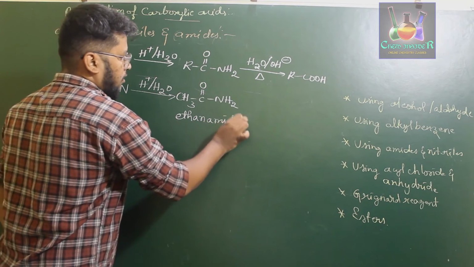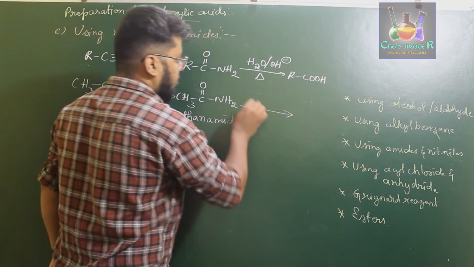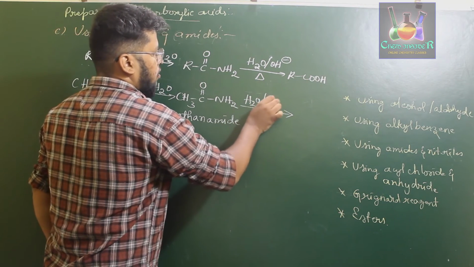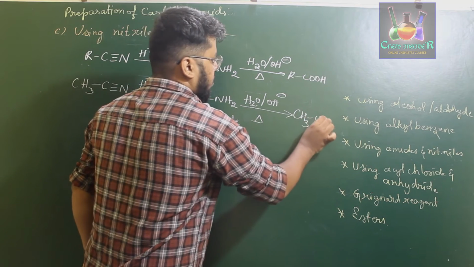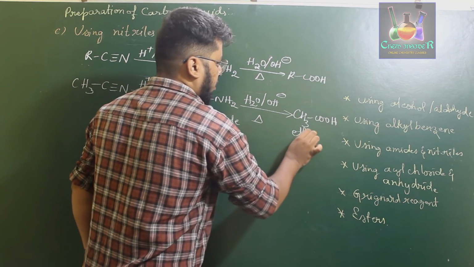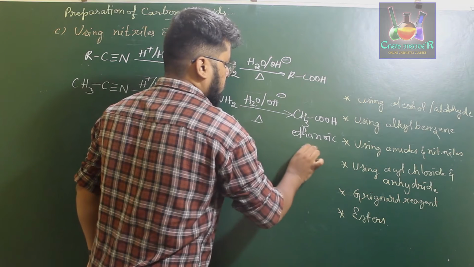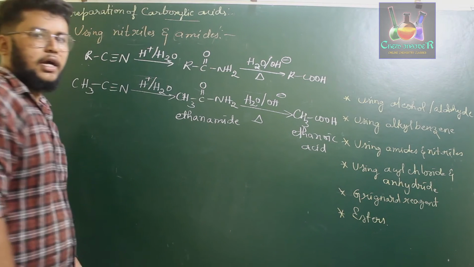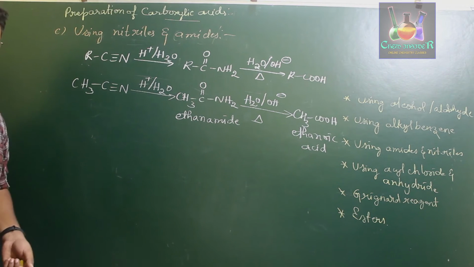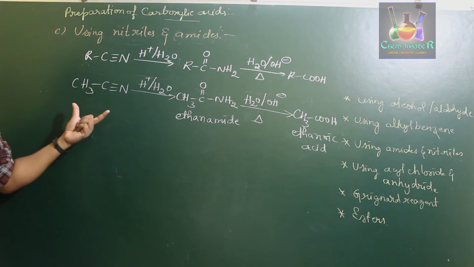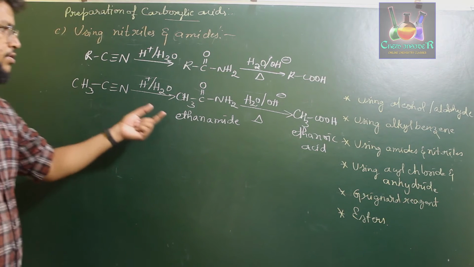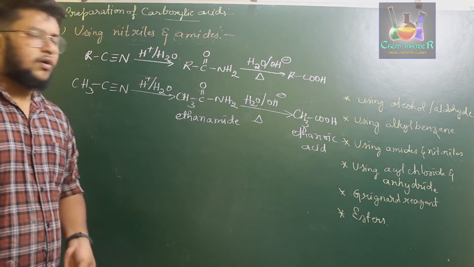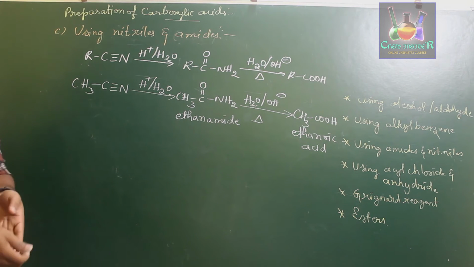This is ethanamide, which on hydrolysis under basic condition, H2O and OH minus, on heating forms CH3COOH. So this is ethanoic acid. This is what we obtain when you treat alkyl cyanide or alkyl nitrile with water in the hydrolysis process. First it undergoes oxidation, later it is treated with water to undergo hydrolysis in the presence of OH minus as a catalyst to form carboxylic acid.